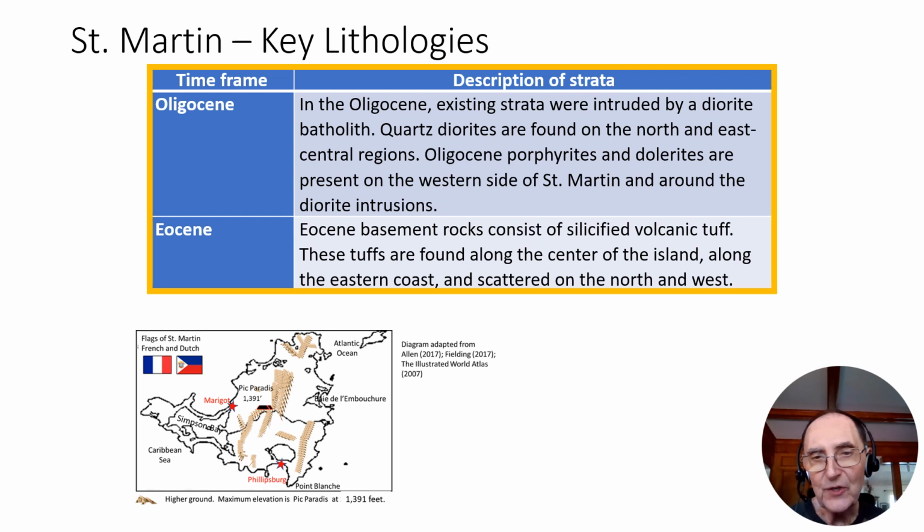As far as key lithologies for St. Martin, we can say that the Eocene basement rocks consist of silicified volcanic tuff. These tuffs are found along the center of the island, along the eastern coast, and also scattered on the north and west. In the Oligocene, the existing rocks were intruded by a diorite batholith. Quartz diorites are found on the north and east central regions. Oligocene porphyrites and dolerites are present on the western side of St. Martin and around the diorite intrusions.